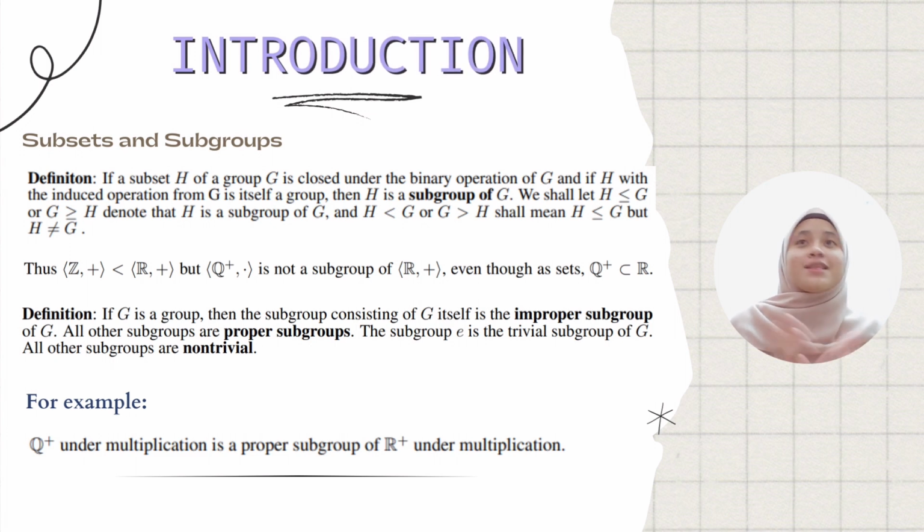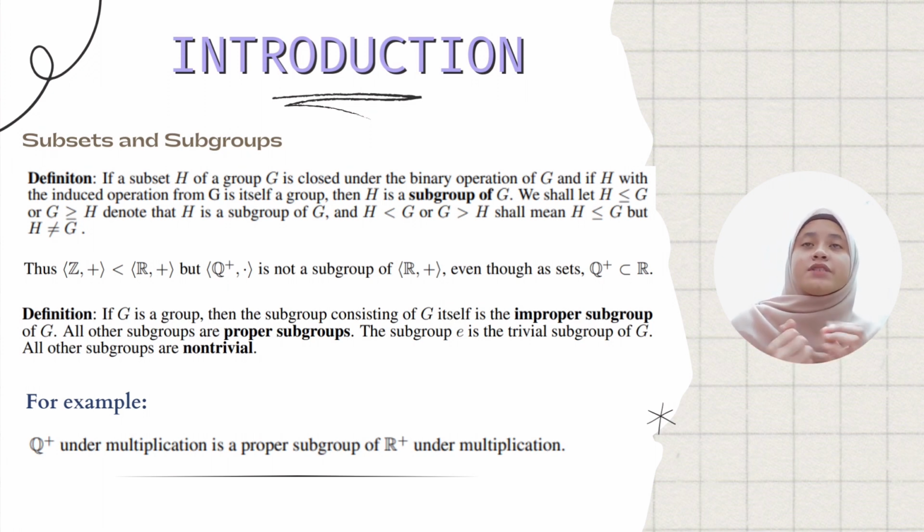Okay, we start with the introduction. First, subset and subgroup. For the definition, if a subset H of a group G is closed under the binary operation of G, and if H with the induced operation from G is itself a group, then H is a subgroup of G. Thus, integer numbers under addition are a subgroup of, but not equal to, real numbers under addition. But positive rational numbers under multiplication are not a subgroup of real numbers under addition, even though as sets positive rational numbers are a subset of real numbers.